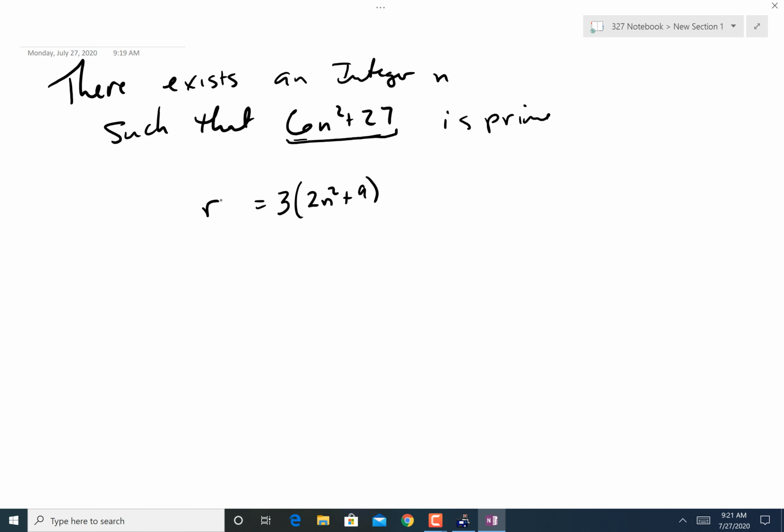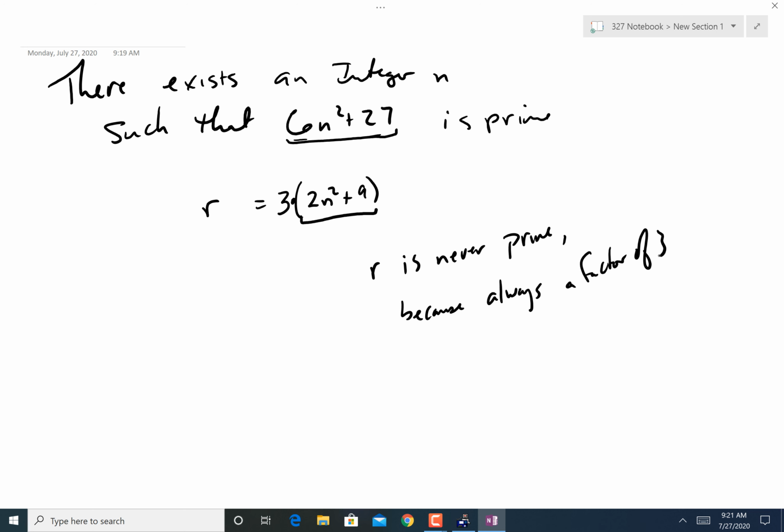But if you think about it, what is R? R is a product of what? 3 times whatever's in here. By definition, what does that say to me? It says to me that R is never prime because it's always a factor of 3. Always. Okay?